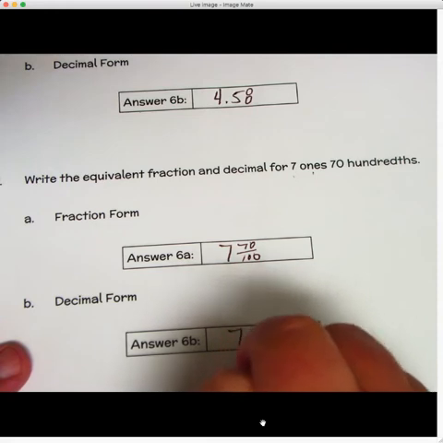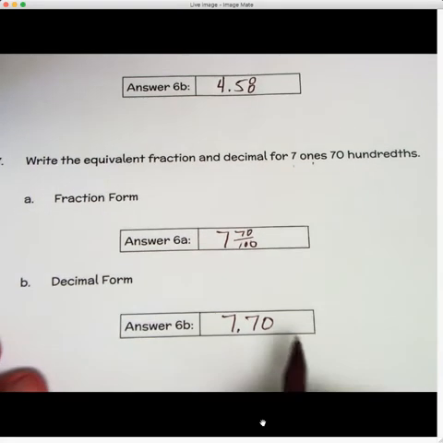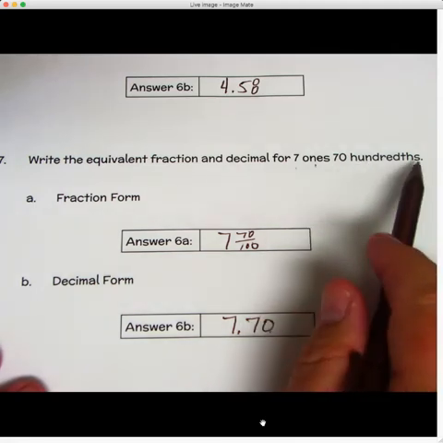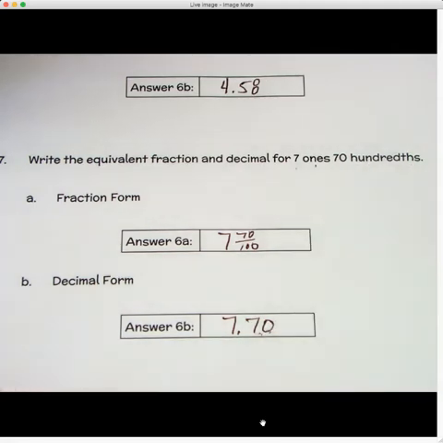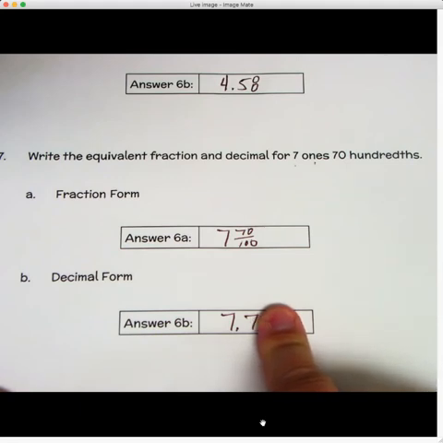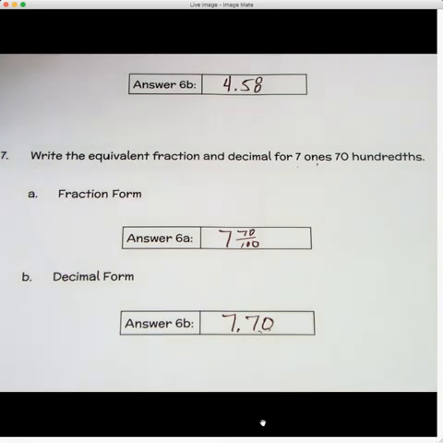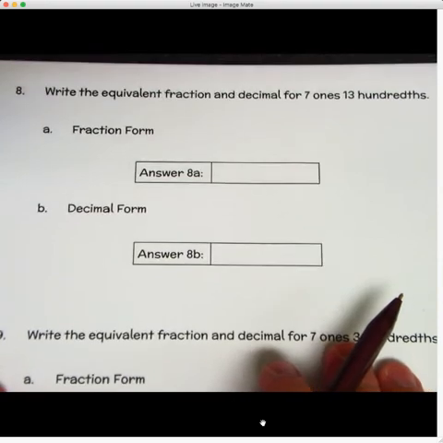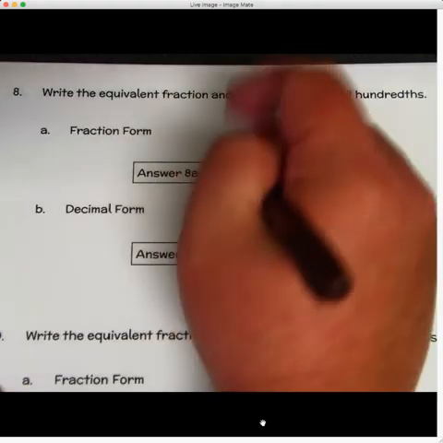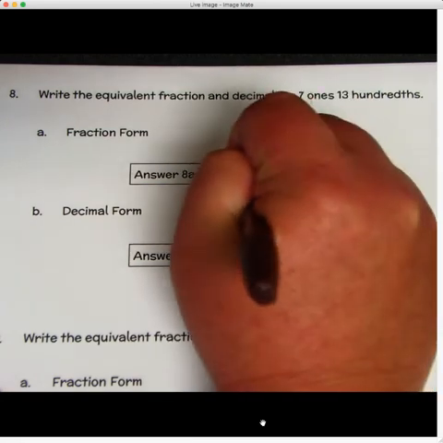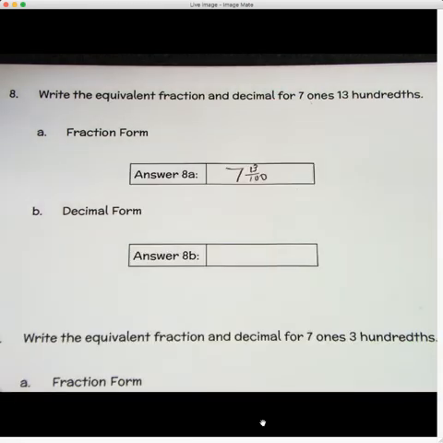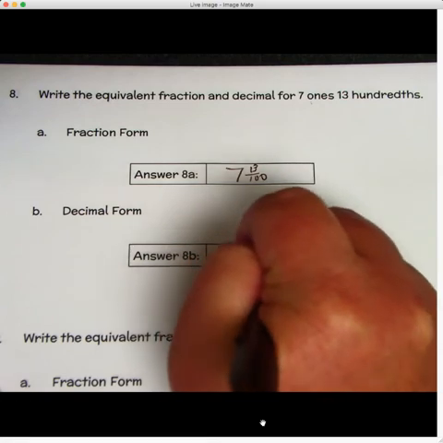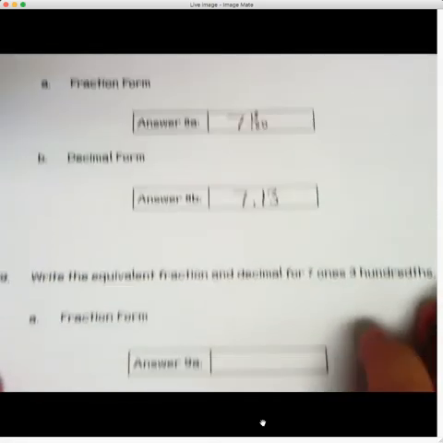7 ones, 70 hundredths. Now, yes, there's a 0 in the hundredths place, but we've got to show hundredths. So we need to put 70. If it just said 7 and 7 tenths, we wouldn't need to put that extra digit. It's an equivalent. 7 tenths is the same as 70 hundredths. You know that. But it says 70 hundredths, so we have to put that 0 in the hundredths place. Okay, number 8. 7 ones, 13 hundredths. Decimal form, 7 ones, 13 hundredths. This is easy, isn't it?